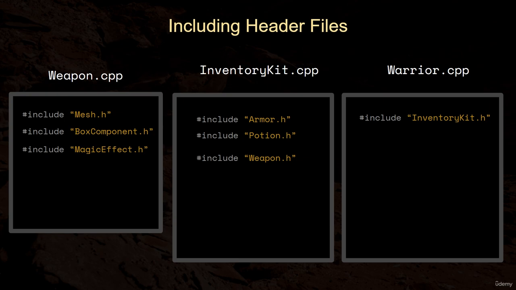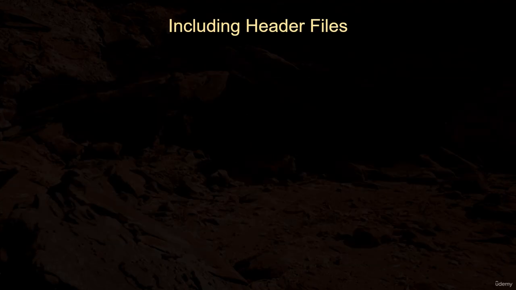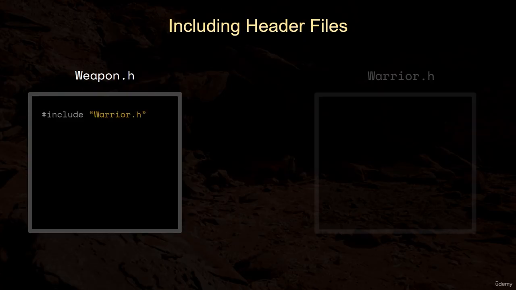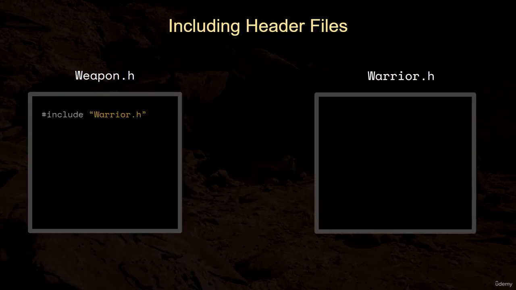So this is a great reason for forward declaring and only including header files where we actually need to use them in CPP files. There's another reason for forward declaring. It has to do with circular dependencies. Let's say we have a class weapon.h, which needs to include warrior.h. And then we might have another class called warrior.h, which needs to include weapon.h.